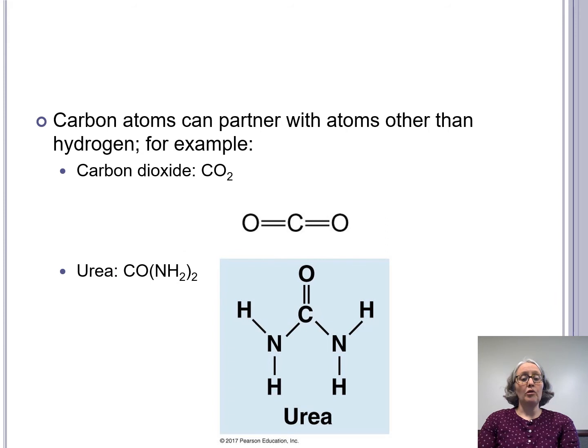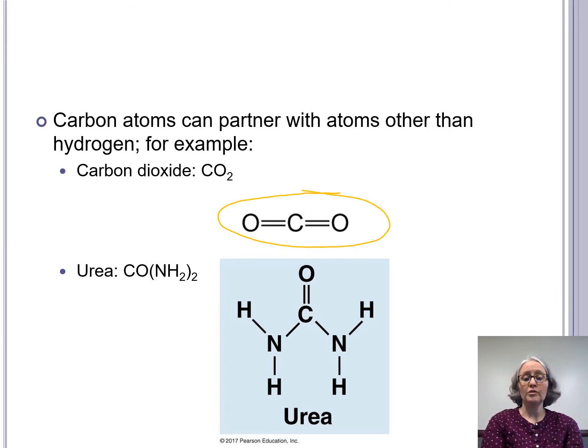Carbon atoms can partner with atoms other than hydrogen. For example, here's a great one, CO2, where you can see the carbon binding with oxygens. Down here in urea, you can see it binding to nitrogen. Again, these are just being used for illustration purposes. You do not need to memorize these particular molecular formulas.